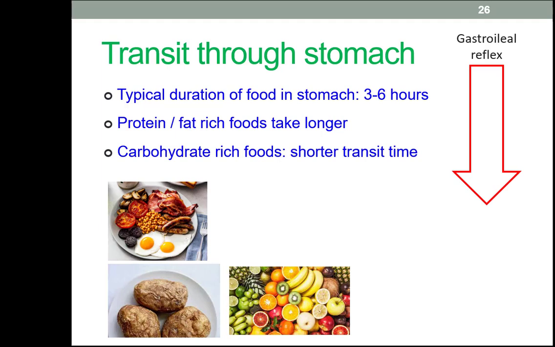Digestive activity in the stomach promotes the gastroileal reflex, which promotes peristalsis, pushing contents down the rest of the gastrointestinal tract in a controlled manner. This reflex helps ensure the contents of a meal are completely emptied from both the stomach and the small intestine, as we'll discuss later, before the next meal is ingested. But we'll notice the transit times in the list there for various different types of food.